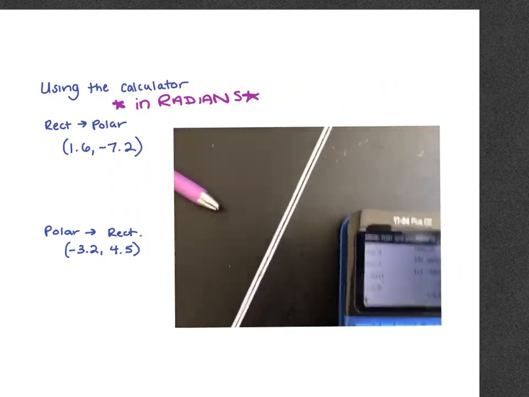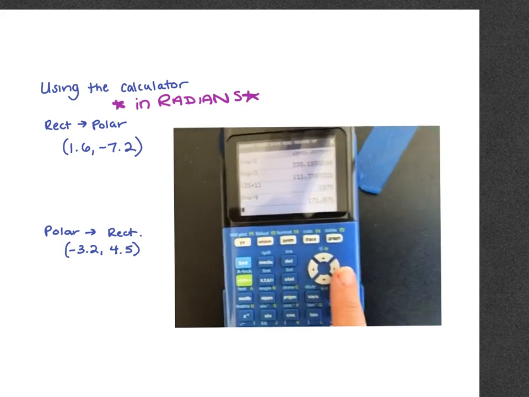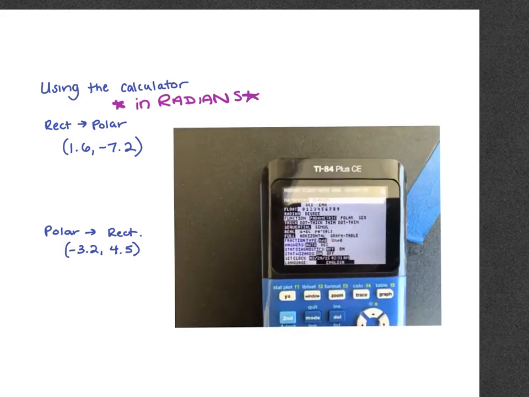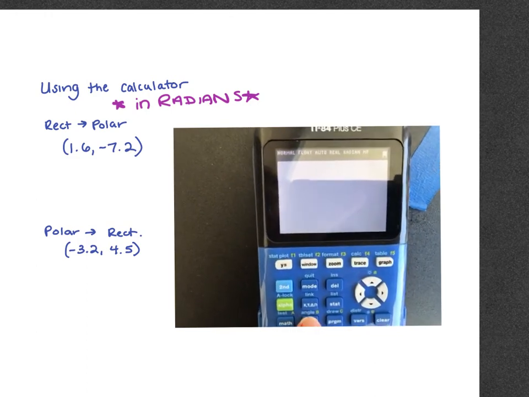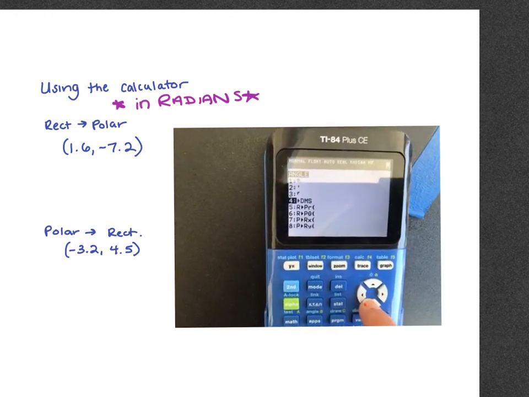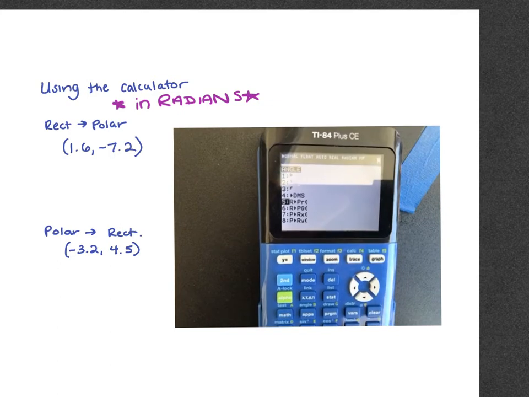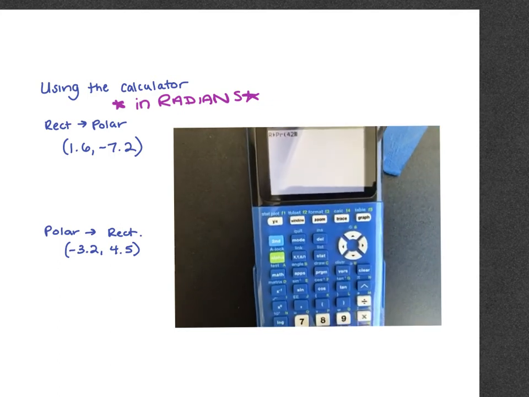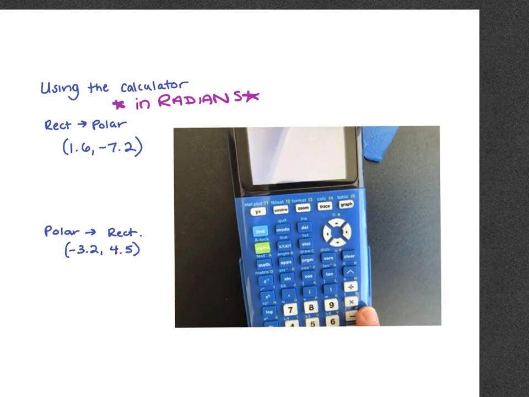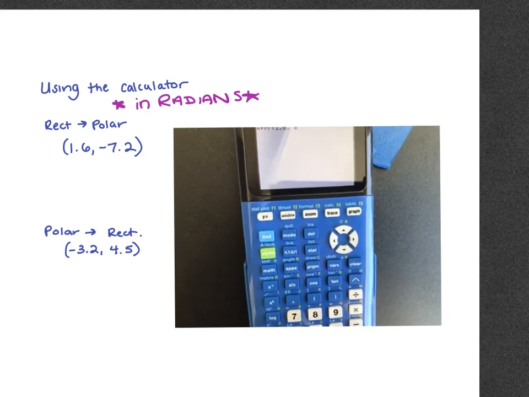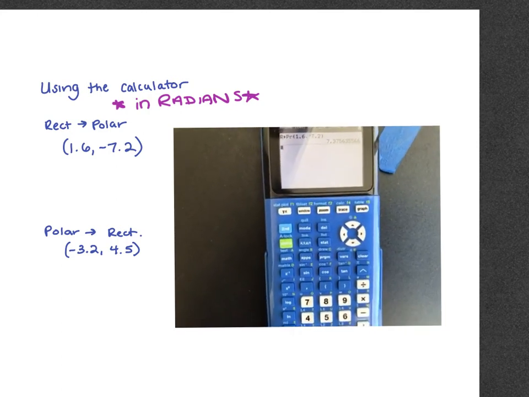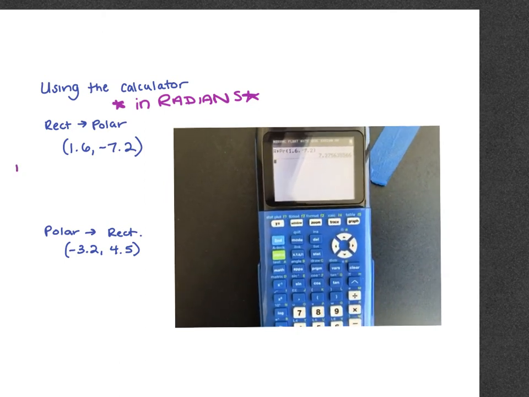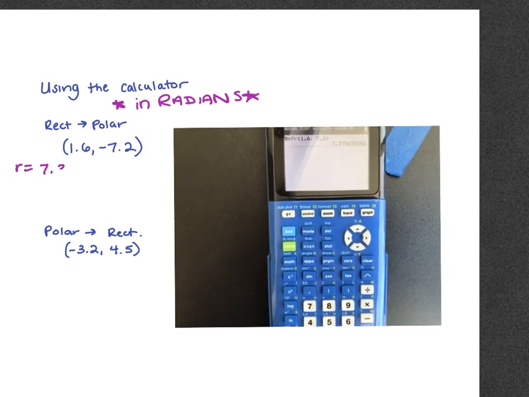On a graphing calculator, I'm going to hit clear. I'm going to make sure I'm in radians, which I am. I'm going to go second apps, and I'm going rectangular to polar. I have to do it once for R. 1.6 comma negative 7.2. There's the first one. So the R equals 7.38.